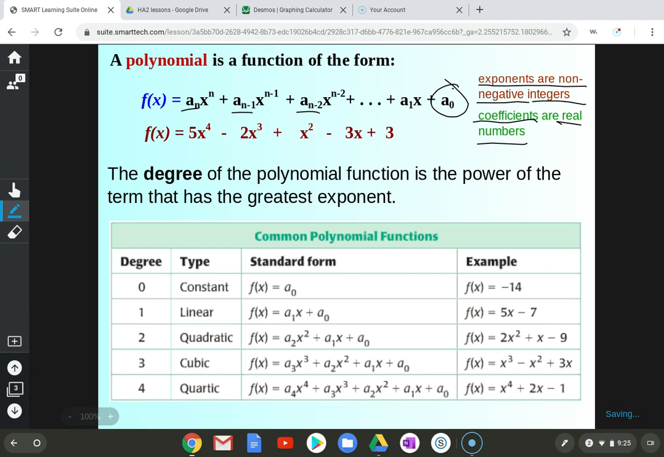So we have some examples down here. Oh, and don't forget the degree. The degree is the power that has the greatest exponent. It's your highest exponent on a variable for your polynomial.